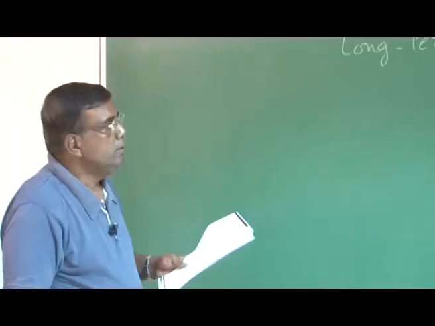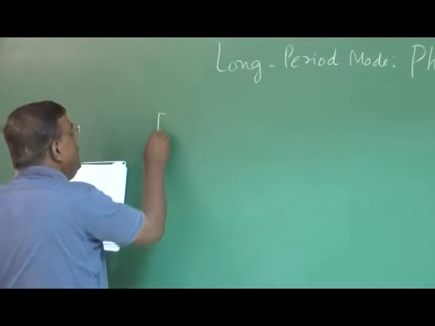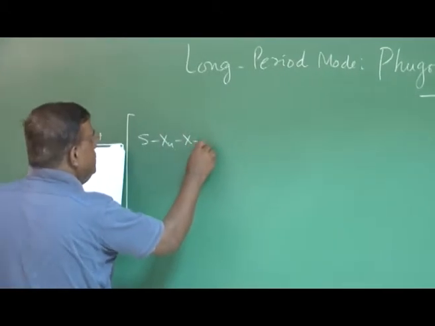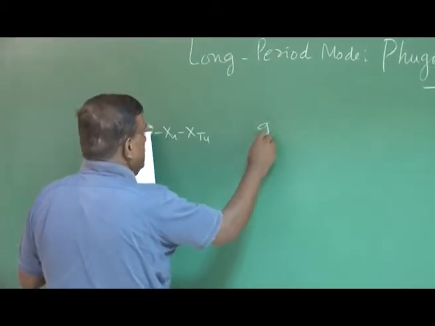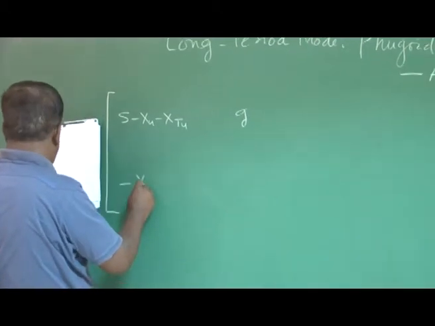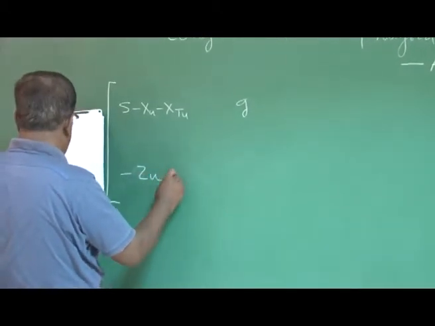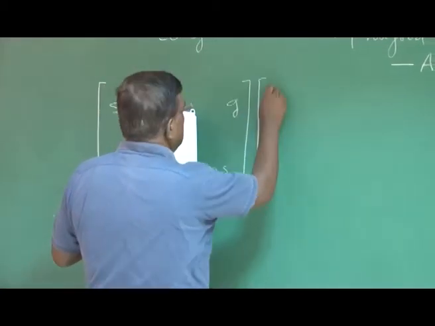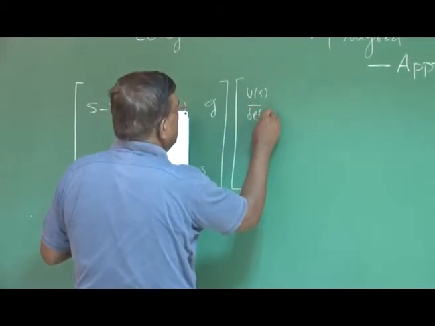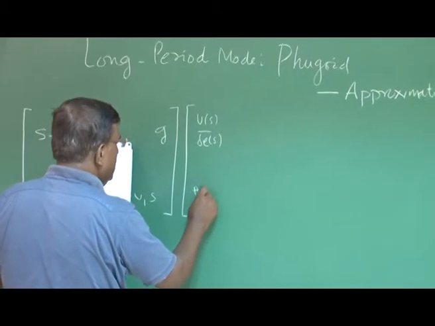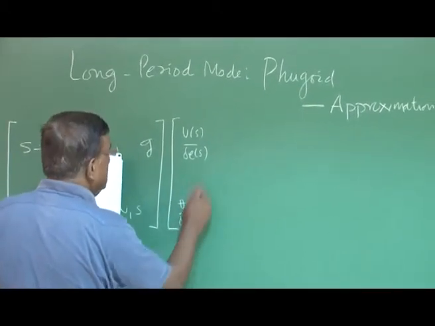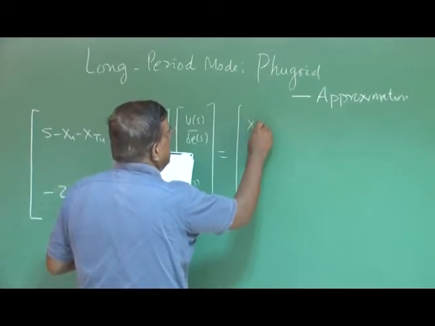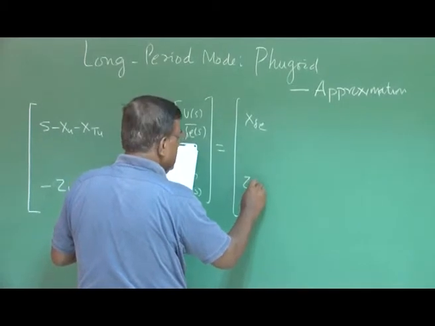Let us watch out. So, let me first write this matrix, then I will explain. This is S minus XU minus XTU, then G, and minus X alpha or minus ZU, and minus U1S, and here it is U of S by delta E of S, and here theta of S by delta E of S. This is equal to X delta E, and this is Z delta E.